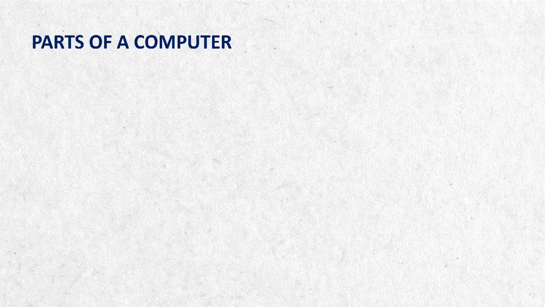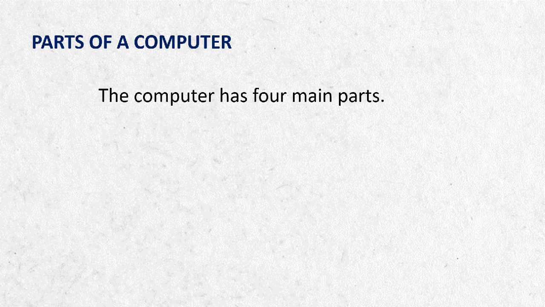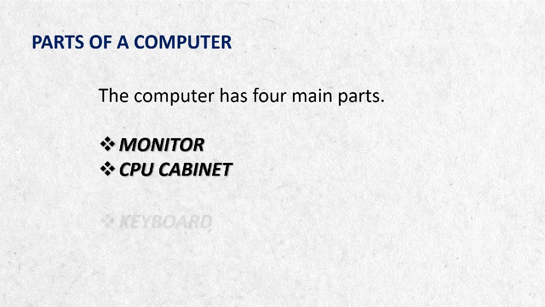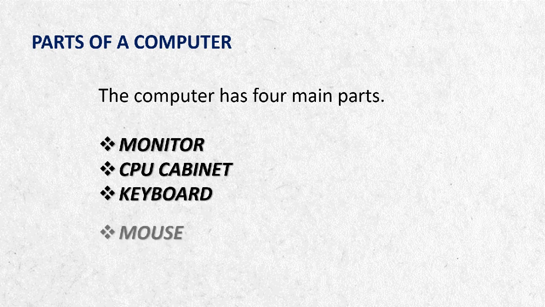Children, do you remember? We have learned about the parts of a computer in grade 1, right? It's like parts of your body. The computer also has different parts, right? So there are 4 main parts, that is monitor, CPU cabinet, keyboard and mouse. So tell me, what are the 4 parts of a computer? Monitor, CPU, keyboard and mouse. Okay, so in this chapter we will see the parts of the computer in detail.